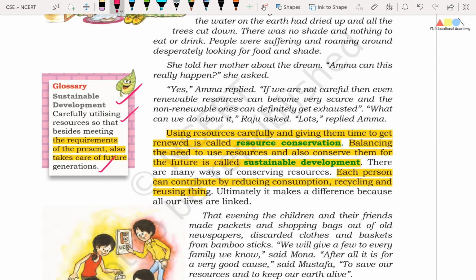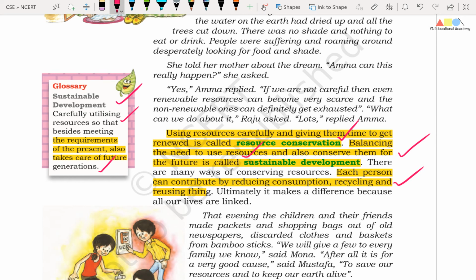That is sustainable development. Right friends, using resources carefully and giving them time to get renewed is called resource conservation. So we have to use resources carefully, and we have to give time to get those resources renewed again. This is called resource conservation. Friends, balancing the need to use resources and also conserve them for the future is called sustainable development.